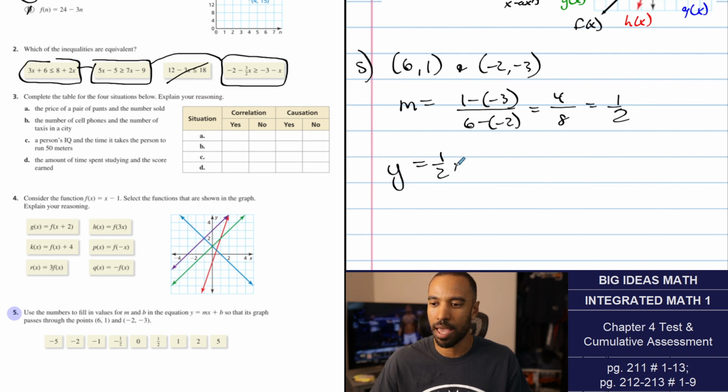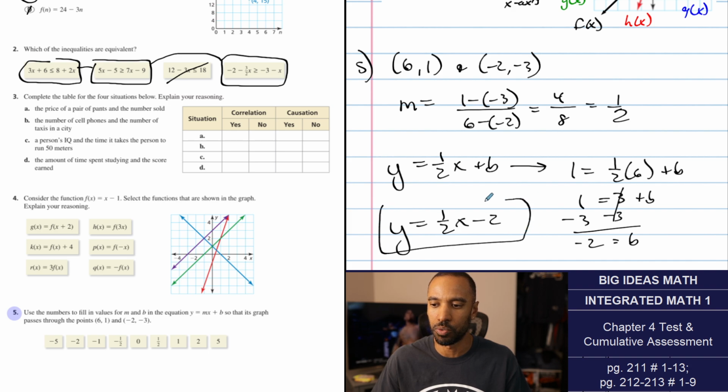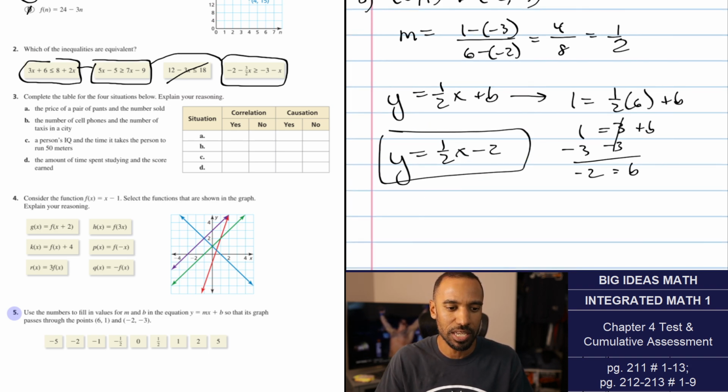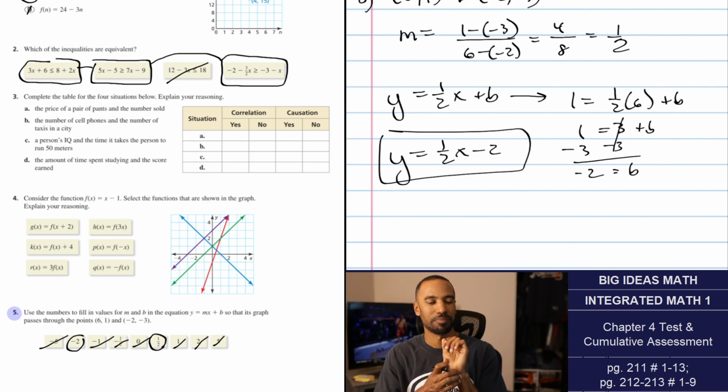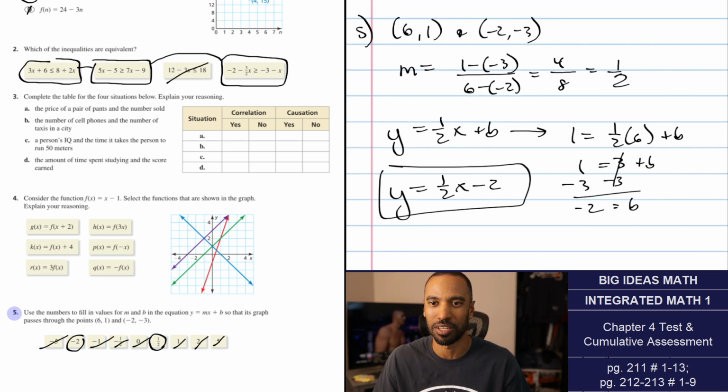For our y-intercept, let's go off of slope-intercept form, y equals mx plus b. Let's plug in 6 and 1 in here. 1 equals half of 6 plus b. Half of 6 is 3. 3 plus b is 1. Subtract 3 from both sides. We get a b value of -2. So our equation is y equals 1/2 x minus 2. That's the answer. I can see 1/2 right there and -2 right there. So those work, and those are the values. They try to make it tricky, but you just solve it, and then you just check: are the numbers in there? They are, so we're good to go.